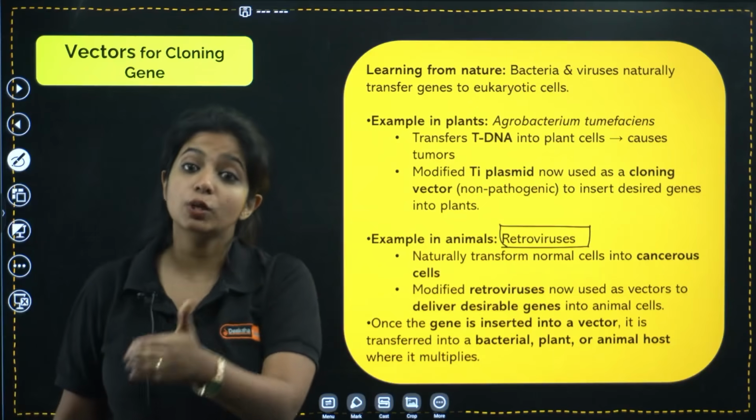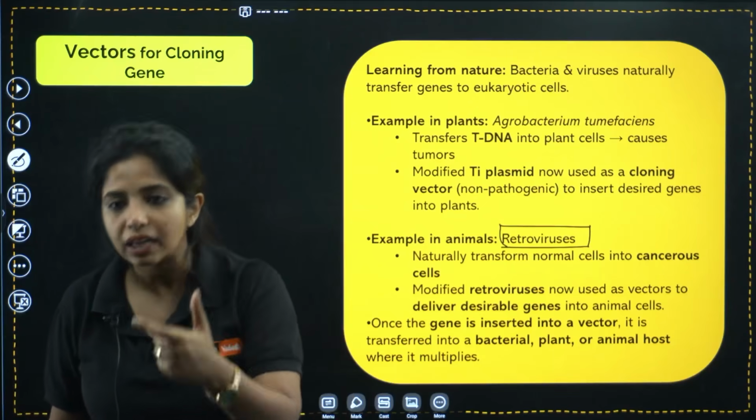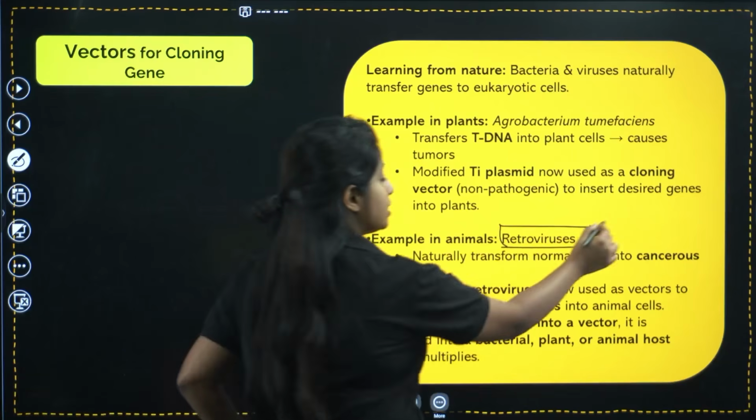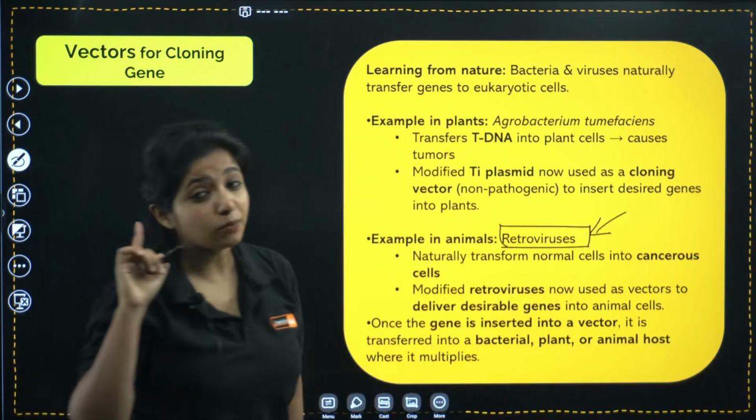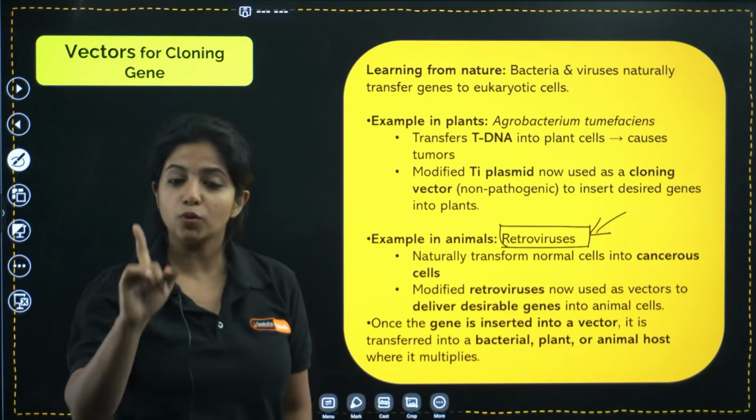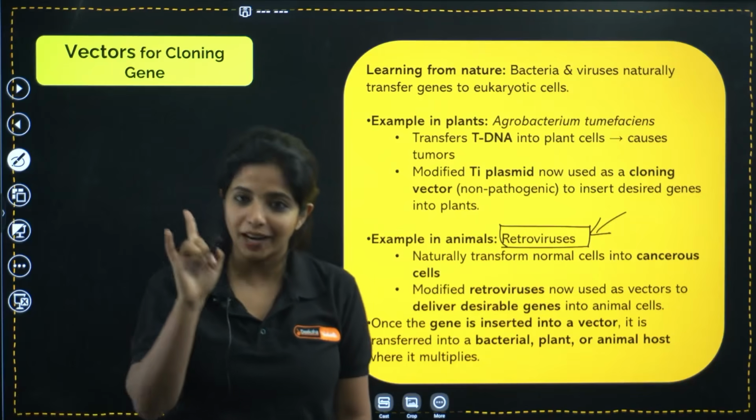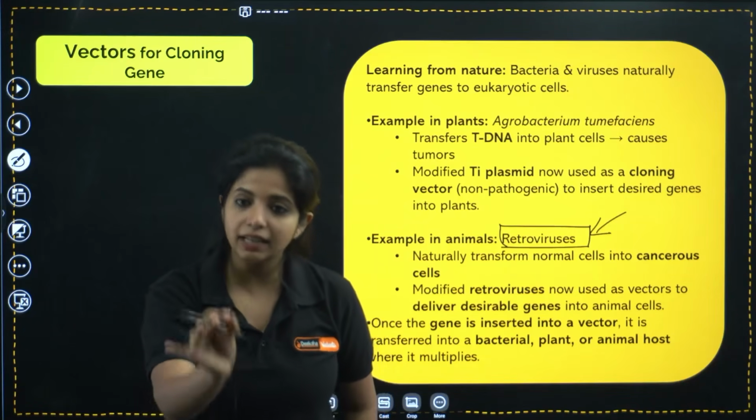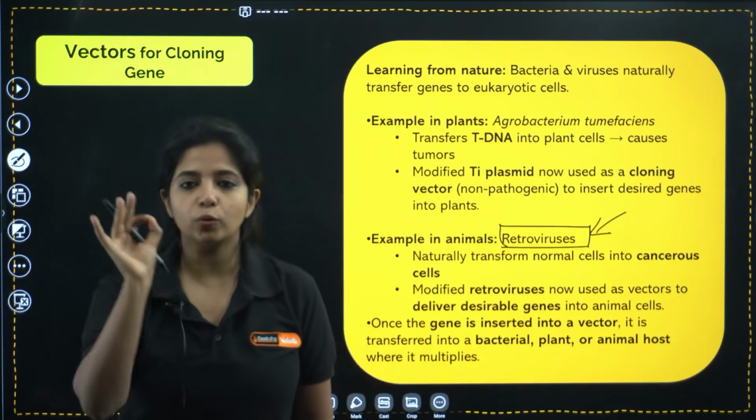So since it is transferring that, I will call this what? A vector. So retroviruses are the vector that we have for animals. Always remember. That is the only thing that you have to remember in the case of animals. If you have a vector, it is going to be one and only retroviruses.